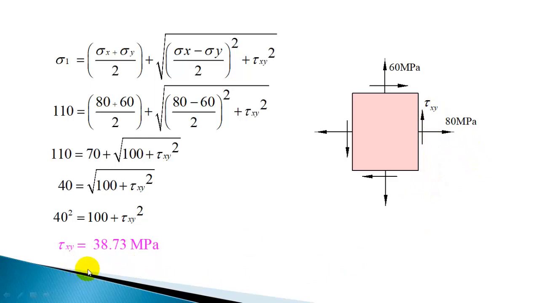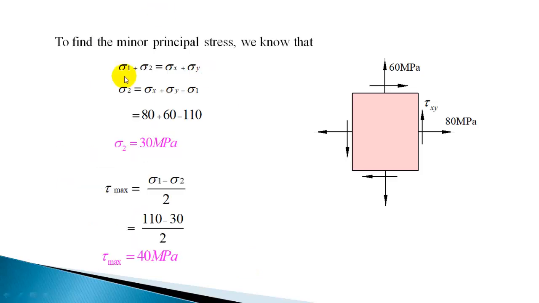Now to find out the other principal stress, you may use this equation with the minus sign, or we have a known property like this: summation of the normal stresses on any two mutually perpendicular planes is equal to a constant, and it's equal to sigma x plus sigma y. And since principal stresses are normal stresses on mutually perpendicular planes, you can even apply it for principal stresses, so that sigma 1 plus sigma 2 is equal to sigma x plus sigma y.